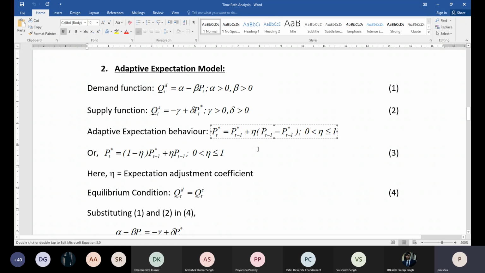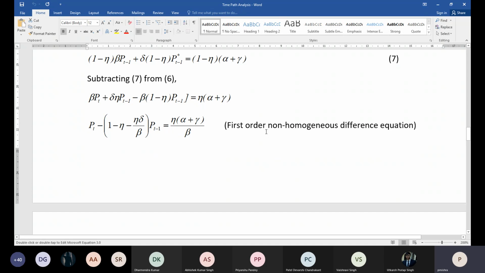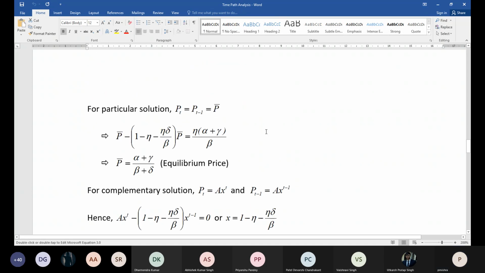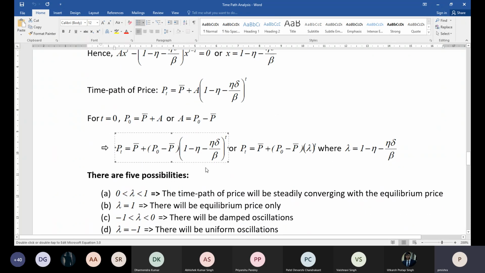I'm not getting into that detail. If you have interest, you can read some books or some materials on adaptive expectation behavior. But importantly, by using this adaptive expectation behavior, again, we can get the time path of price. The solution approach is the same. I'm not repeating that. The time path of price is this. But again, here we are not sure about the sign of lambda. Unlike the previous case, we are not very sure of the sign of lambda.